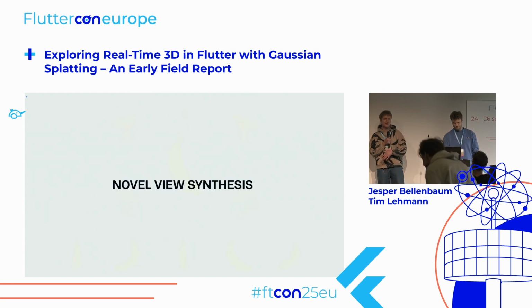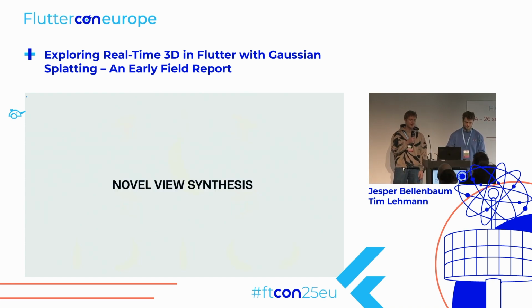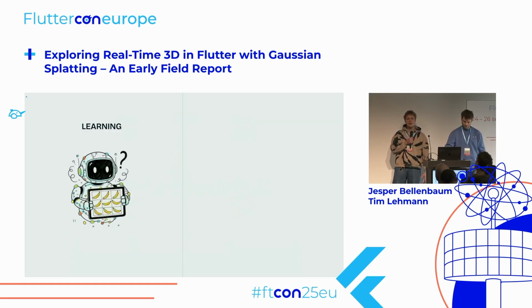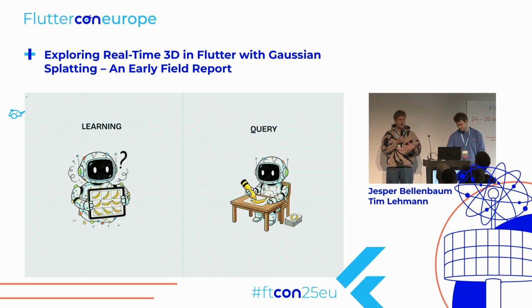In computer graphics, this is a concept called novel view synthesis. So what we want is some sort of algorithm that can learn from our images, and then we can query that algorithm for any camera perspective we want and get the image that the scene would look like from that perspective.